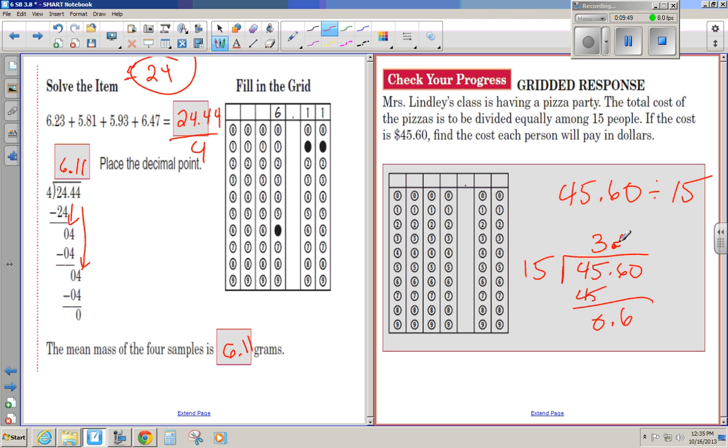15 doesn't go into 6, but it does go into 60 4 times. So the answer is 3.04. And you want to fill in the numbers with a black marker to make sure you got it right.